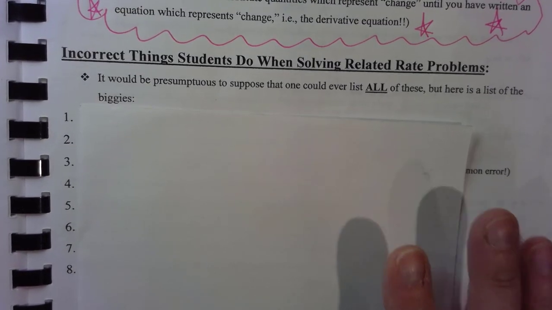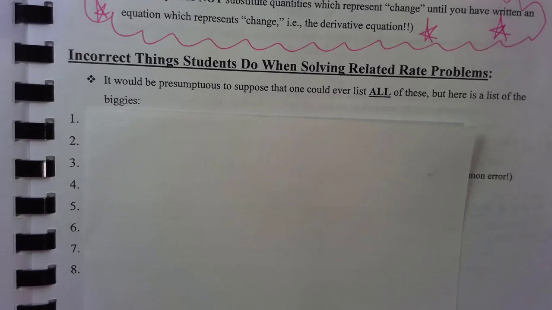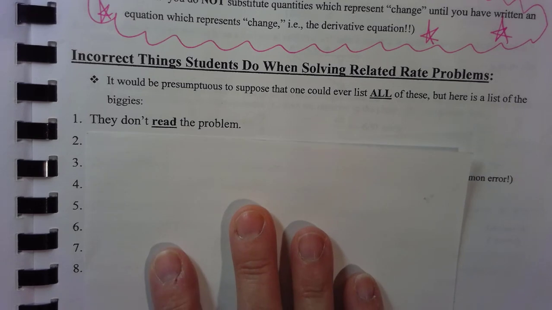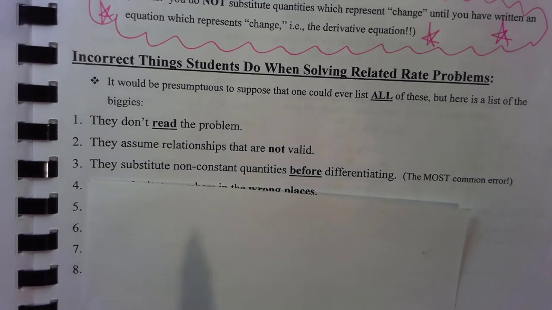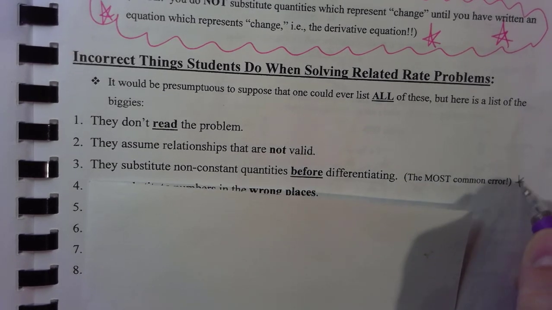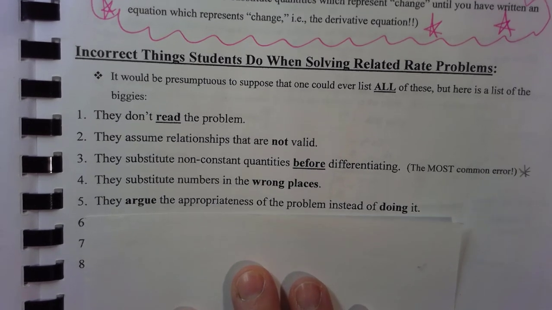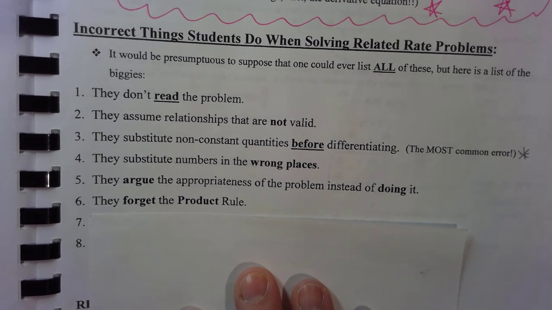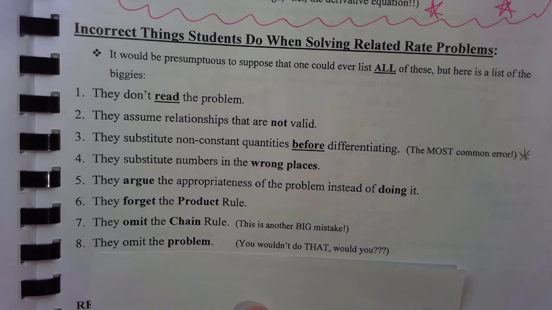Incorrect things students do when solving related rate problems. Now, it would be presumptuous to suppose that one could ever list all of the things they do, but here's the main ones. They don't read the problem. It's a word problem generally, and most times people do not like to read them. They assume relationships that are not valid. They substitute non-constant quantities before differentiating. This is the biggest error. They substitute numbers in the wrong places. They argue the appropriateness of the problem instead of just doing it. That couldn't happen. They forget the product rule. That is major. They omit the chain rule. That's another very big mistake. And they just omit the problem altogether. Now, you wouldn't do that, would you?